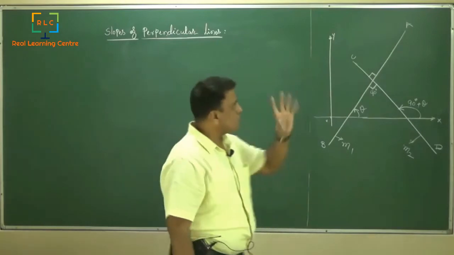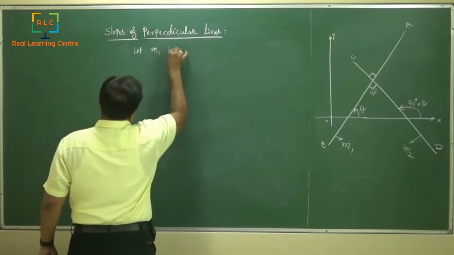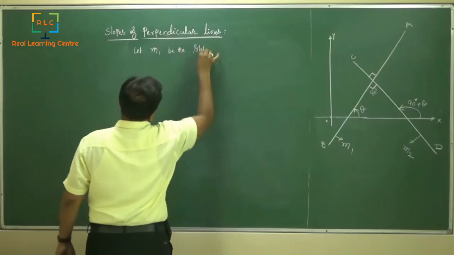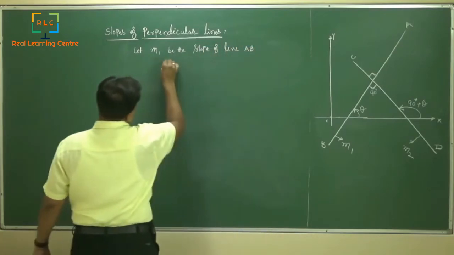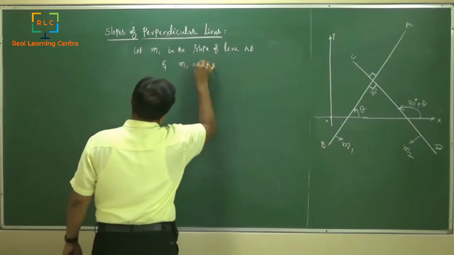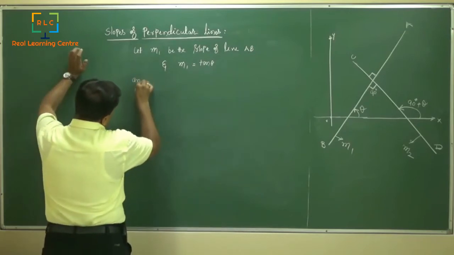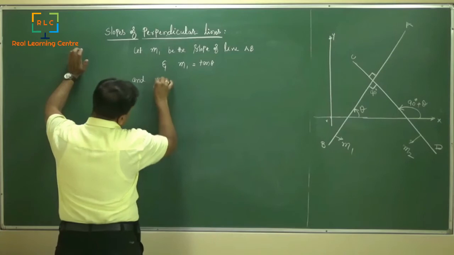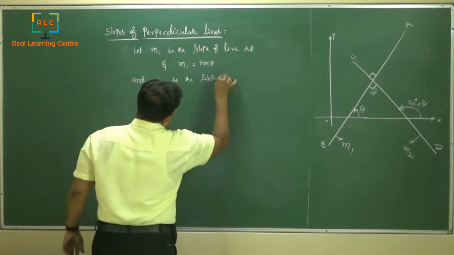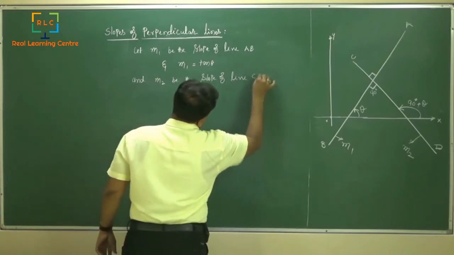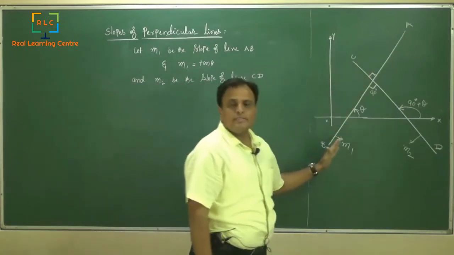Dear students, once again let us start now. Let M1 be the slope of line AB, and clearly from the diagram M1 is equal to tan theta, and M2 be the slope of line CD. Here clearly we have considered two perpendicular lines.